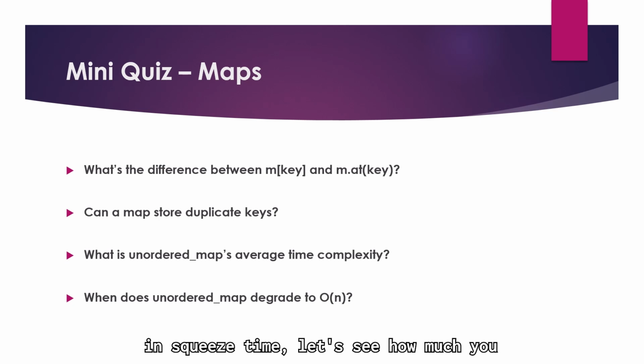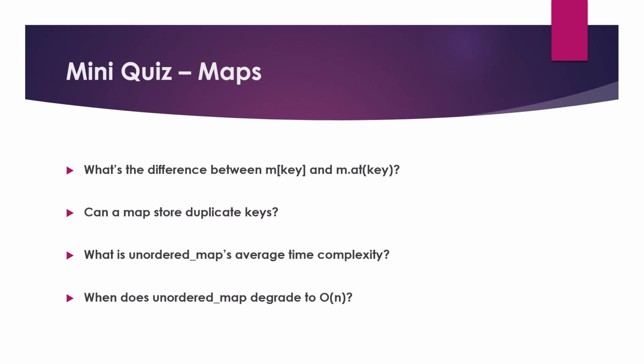It's quiz time. Let's see how much you have picked up. What's the difference between using m[key] and m.at(key)? Can a map contain duplicate keys? What's the average time complexity of an unordered map operation? When does an unordered map degrade to O(n) complexity? These are key questions to assess both your conceptual clarity and practical readiness.